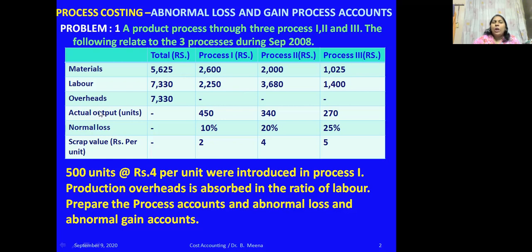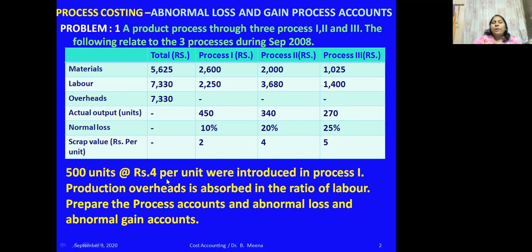And then the actual output for each process is also given: 450 for process 1, 340 for process 2, 270 for process 3. The normal loss percentage for process 1 is 10%, for process 2 is 20%, and for process 3 is 25%. The scrap value for each normal loss unit is 2 rupees for process 1, 4 rupees for process 2, and 5 rupees for process 3.